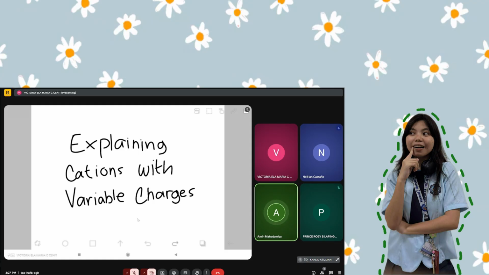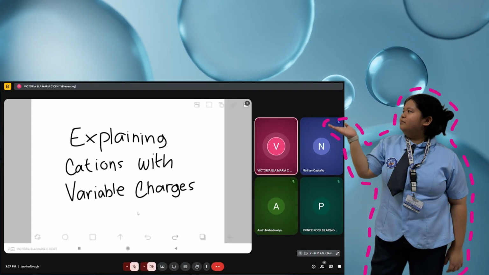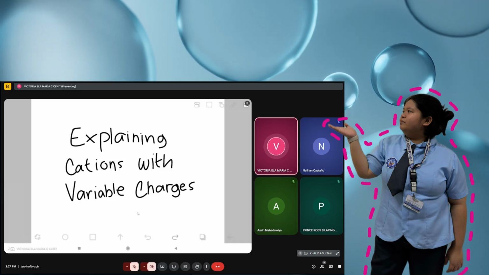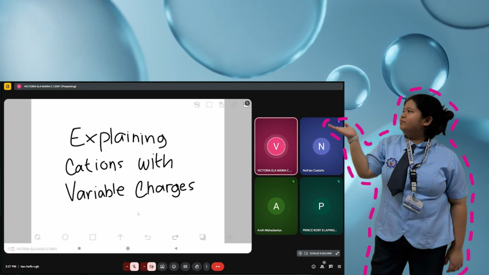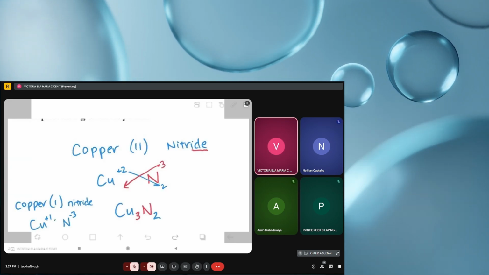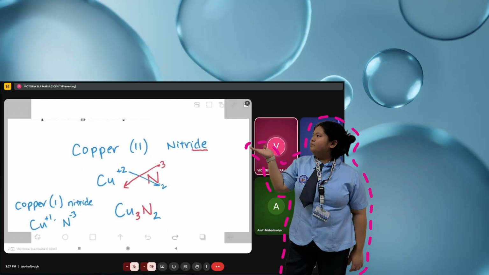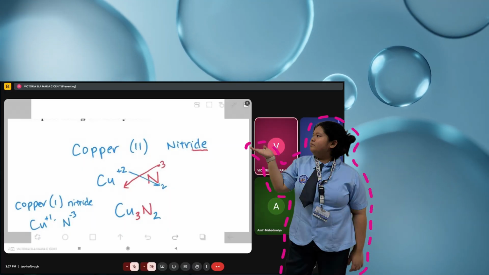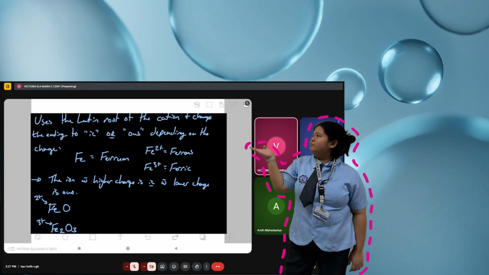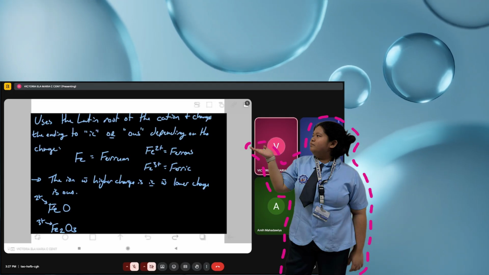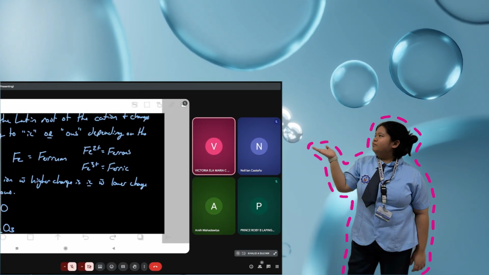Earlier, we talked about fixed charge cations. Now let's move on to metals with variable charge, mostly transition metals. Yes, these metals can form more than one type of ion, so we must show the charge in their names. There are two ways to do this: the stock system, which uses Roman numerals, and the classical system, which uses the suffixes -ous for the lower charge and -ic for the higher charge.